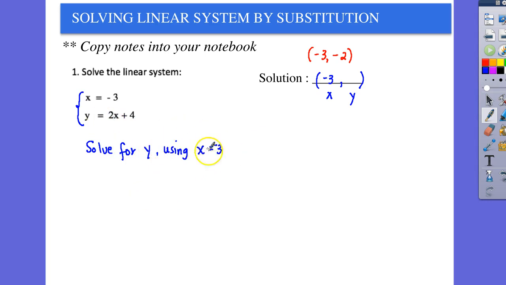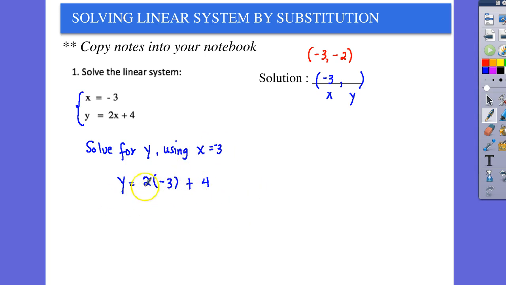We're just going to plug in -3 in place of x. So you write down your equation, y equals 2x plus 4. Remember that 2x means multiplication, so put parentheses in place of x and then plus 4. Now, just plug in the value here. Instead of writing x, we're going to write -3.